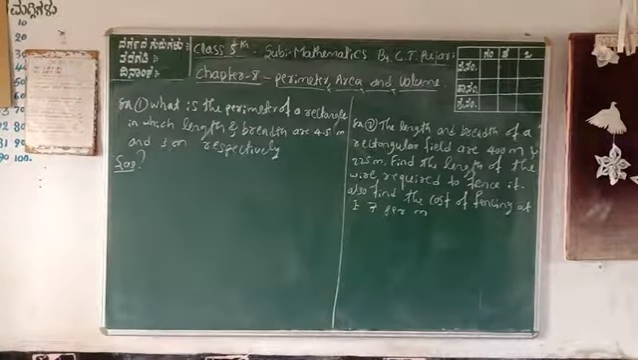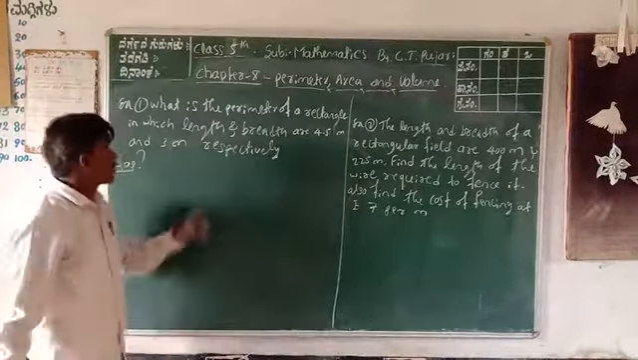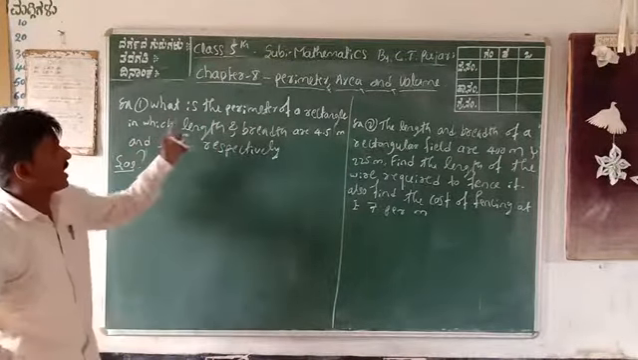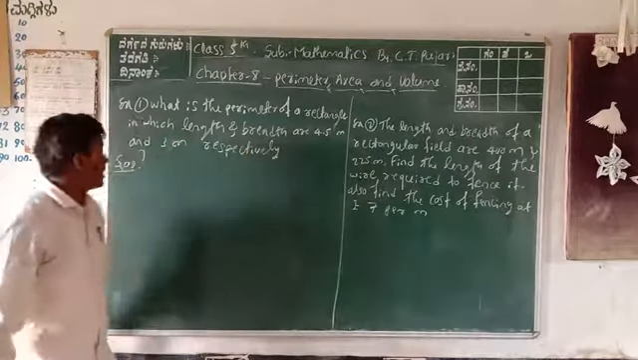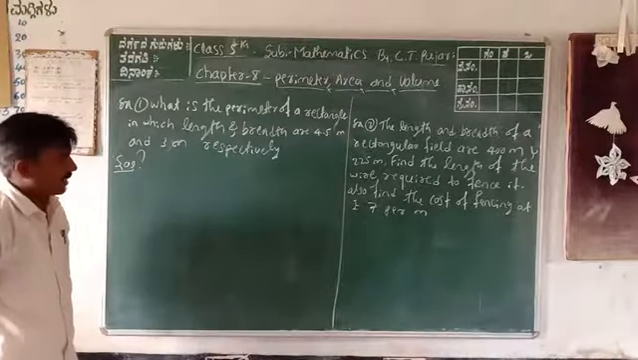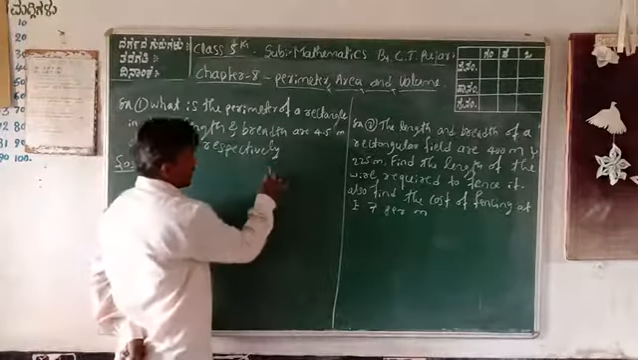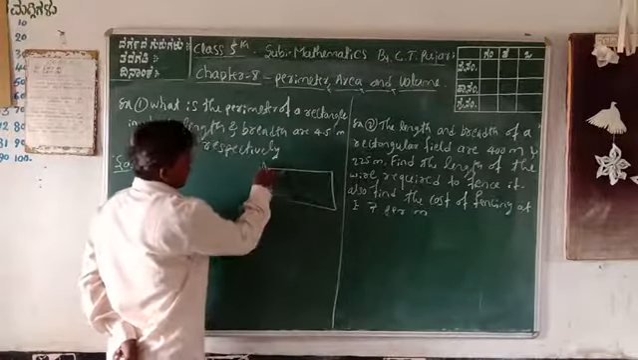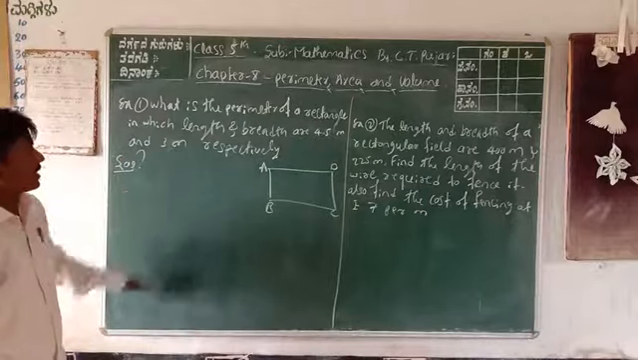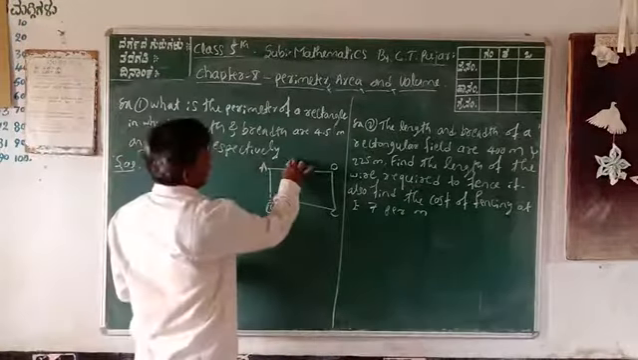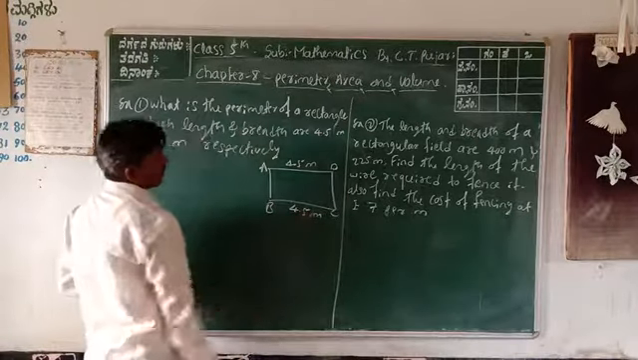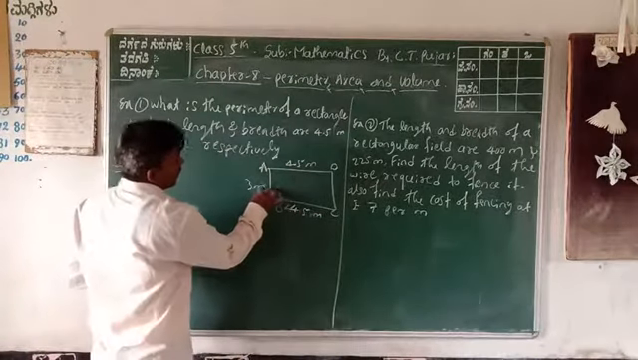Okay, find the perimeter. The first question is: what is the perimeter of a rectangle in which length and breadth are 4.5 meter and 3 meter respectively? Find the perimeter of the rectangle. Consider ABCD is the rectangle. Length means 4.5 meter, and the opposite length is equal. Next, breadth is 3 meter, 3 meter.